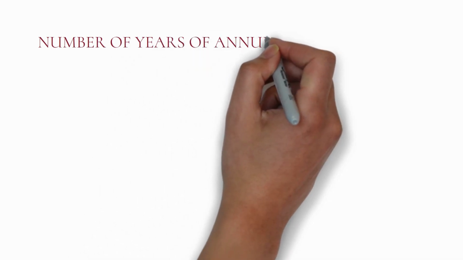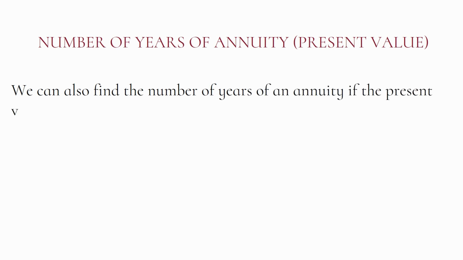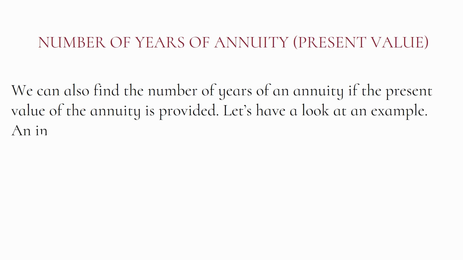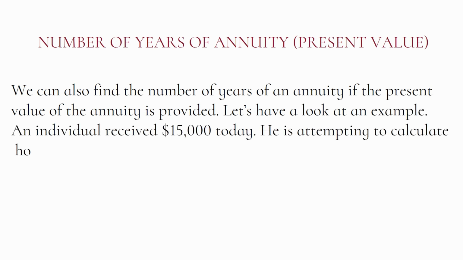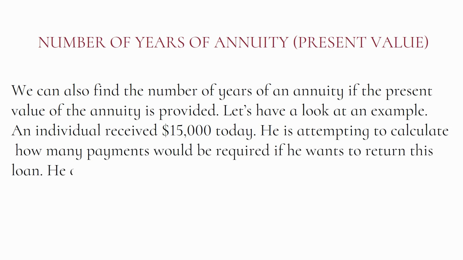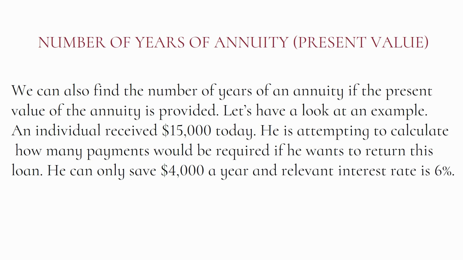Similarly, we can also find the number of years of an annuity if the present value of the annuity is provided. Let's have a look at an example. An individual received $15,000 today. He is attempting to calculate how many payments would be required if he wants to return this loan. He can only save $4,000 a year and the relevant interest rate is 6%.